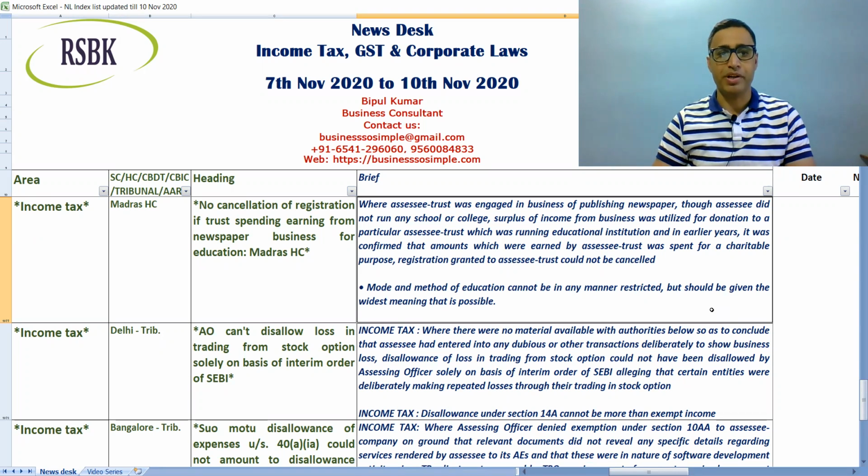Let's start from the income tax. Madras High Court: no cancellation of the registration if a trust spends earnings from a newspaper business on education.